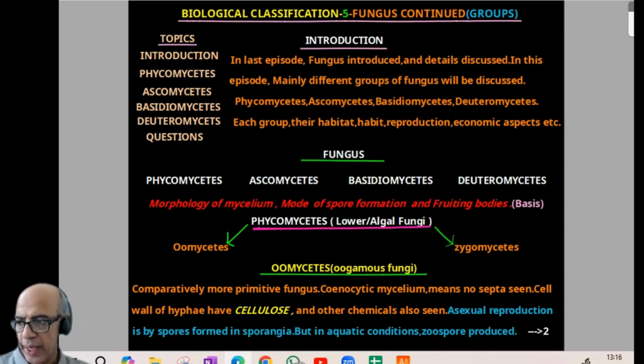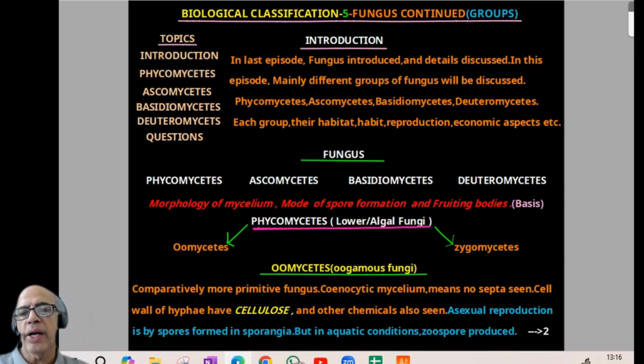So after the introduction, when we enter, we can find fungus. Basically 4 groups: Phycomycete, Ascomycete, Basidiomycete, and Deuteromycete. And what is the criterion for this grouping? Important question. Last episode also we discussed. Here also we can just explain it. 1, morphology of mycelium. 2nd, mode of spore formation and fruiting bodies. These are the basis. Important question for theory, NEET.